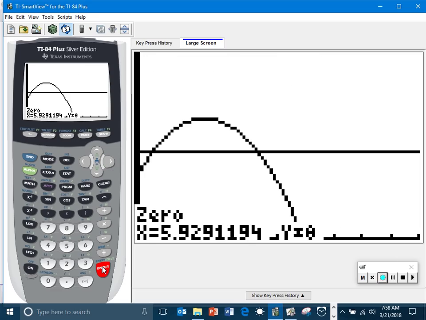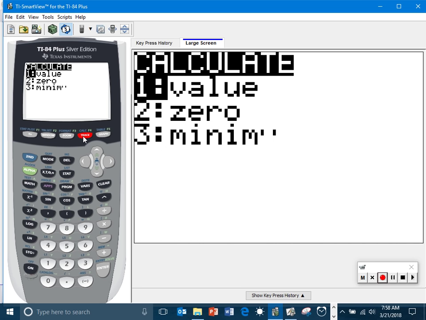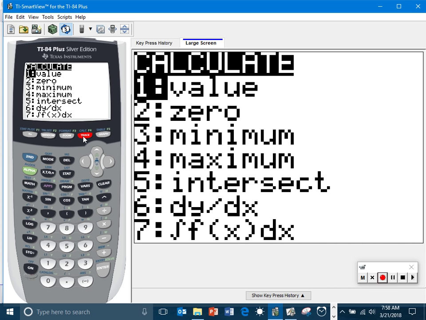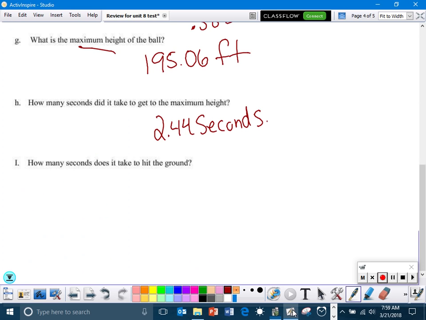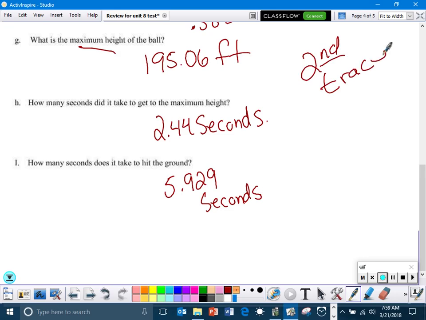And it's telling me exactly when it hits the ground. Again, that was second trace. That was number 2. Write that on your study guide. That was number 2. Okay, so whoops, I want to go back there. So the answer was 5.929 seconds. So again, all of this was done with the second trace and then the options that were underneath. Write those down.